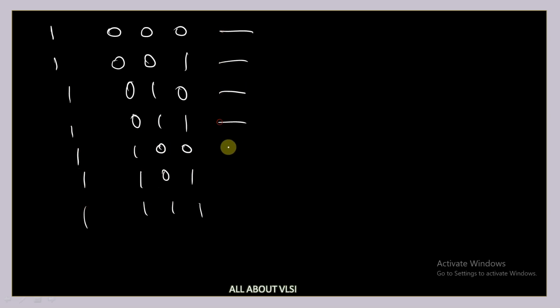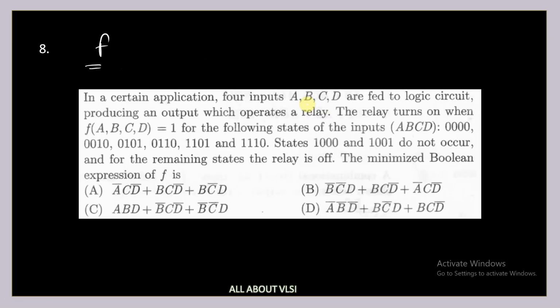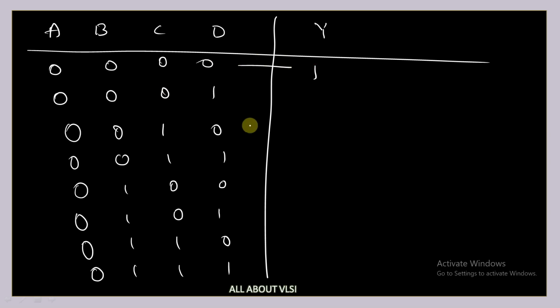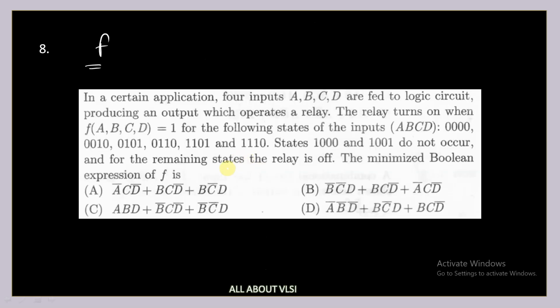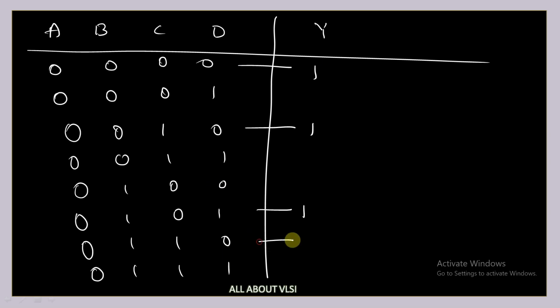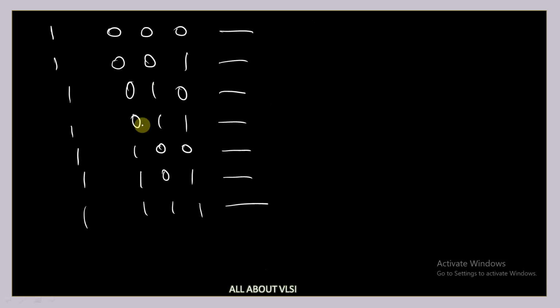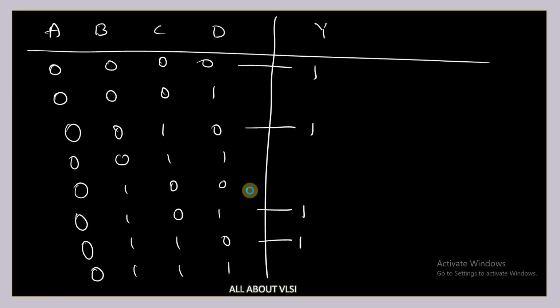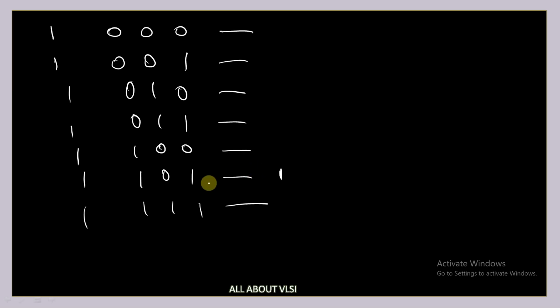Okay. Now, for what inputs your output will become 1? So the inputs are 0, 2, and 5. 0, 2, 5, and 6, and 1101. And what else we have? 1101, and 1110. Okay.